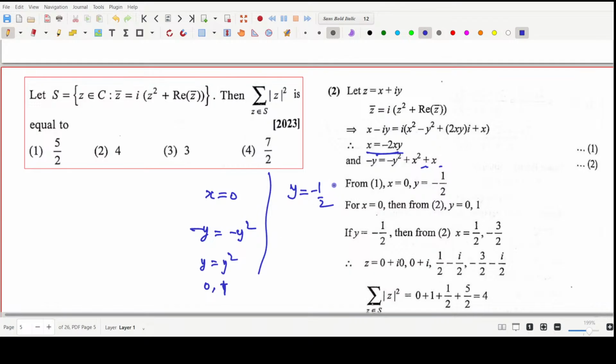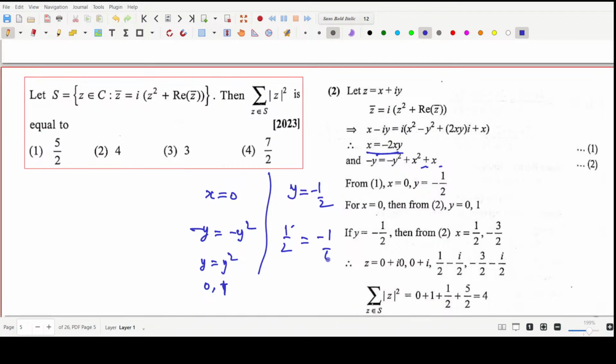And y equals minus half, we'll substitute again here. Minus y is plus half, equals minus half square, which is 1 by 4, plus x square plus x. If we simplify this, it becomes a quadratic equation and we find the roots. We are getting two roots here. When x equals 0, you are getting y as 0 and 1. And when y equals minus half, you are getting x as half and minus 3 by 2.